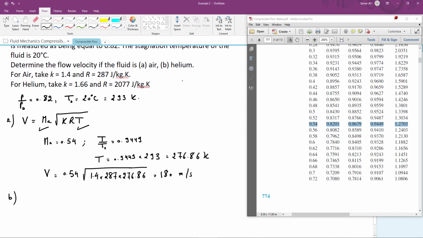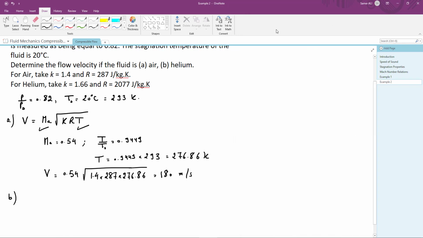Now let's solve part B. Since we will be dealing with helium and helium has K equal to 1.66, actually we cannot use table B1 as we said, since table B1 is only valid for a perfect gas with K equal to 1.4. So let's minimize this window here and we will use the same procedure. We need to find the Mach number and the temperature for helium, and we will use this equation here to find the flow velocity.